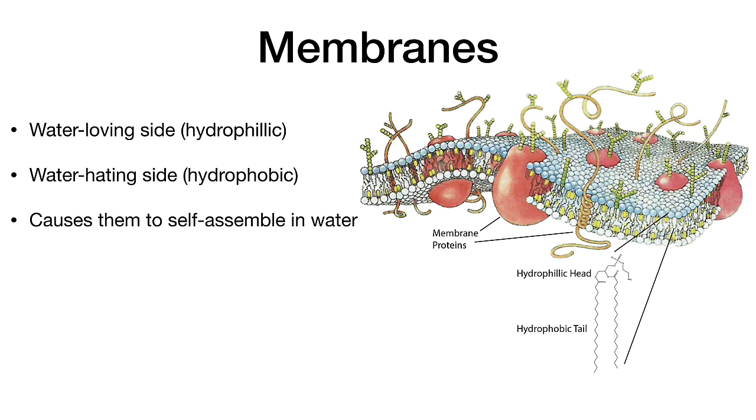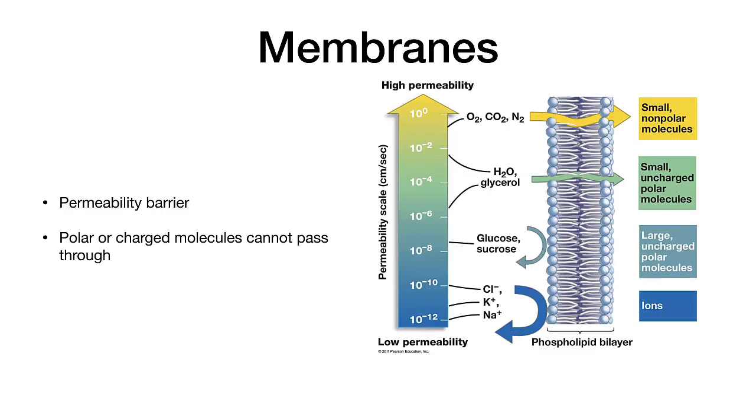Membranes are a permeability barrier, but this is not absolute. Gases, such as carbon dioxide, oxygen, and nitrogen gas, can pass through pretty easily and pretty quickly. Small uncharged molecules, such as water, also pass through pretty easily. However, sugars such as glucose and sucrose, or charged elements such as chlorine, potassium, and sodium, rarely cross a membrane. If a cell wants to move these in, it has to have proteins that recognize them and move them through.